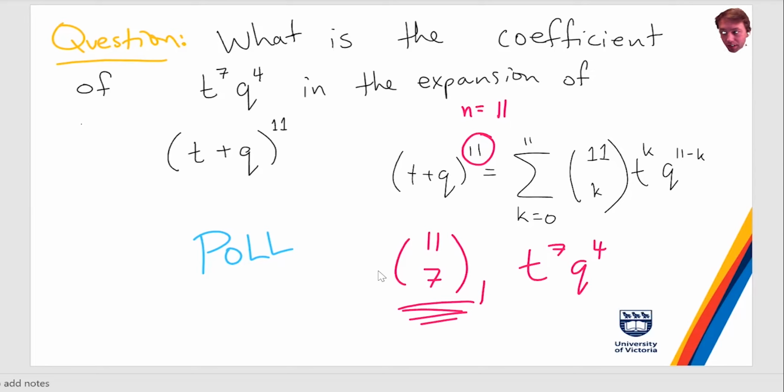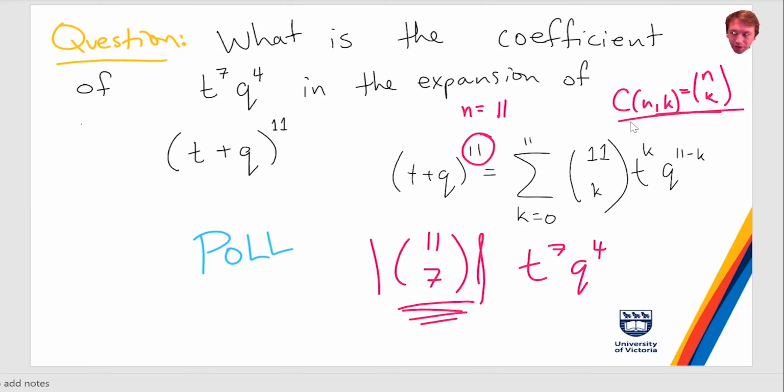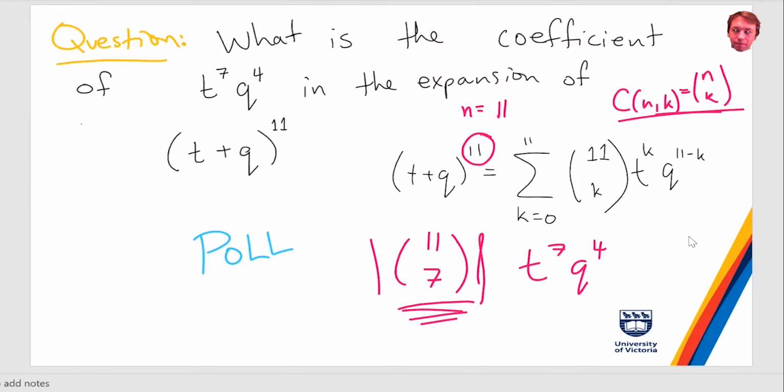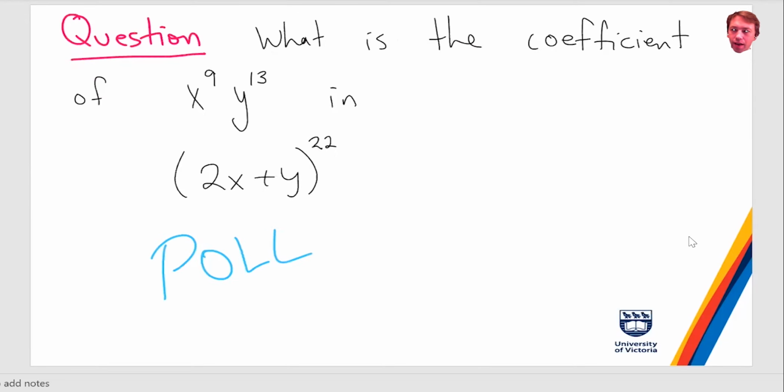So the term we're looking for is when k is equal to 7. So it's 11 choose 7, t to the 7, q to the 4, and this is the coefficient. Okay, so that's what we get. That's what I think most people got, but there might be a little bit of confusion still about this notation, like C(n, k) is n choose k written like this.